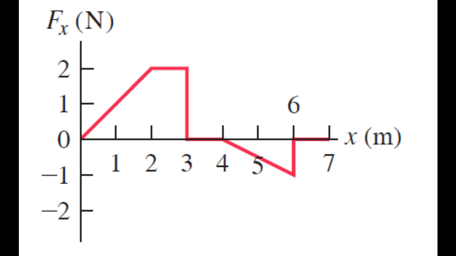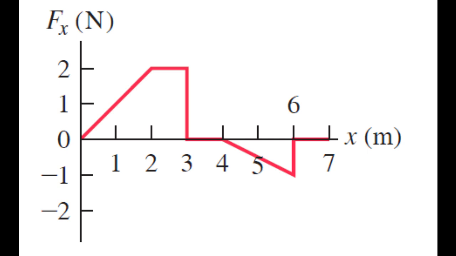C, F is negative, x is positive, and the area in the last part is half multiplied by 2 multiplied by 1, which equals -1.0 J. D, the work is the sum of the answers to parts A, B, and C, so W equals 3.0 J. E, the work done for x equals 7 to x equals 3 is 1.0 J.